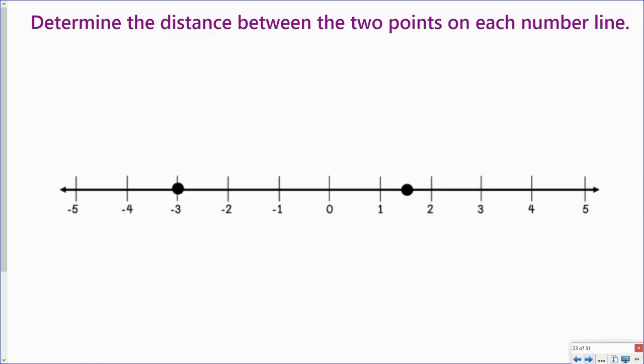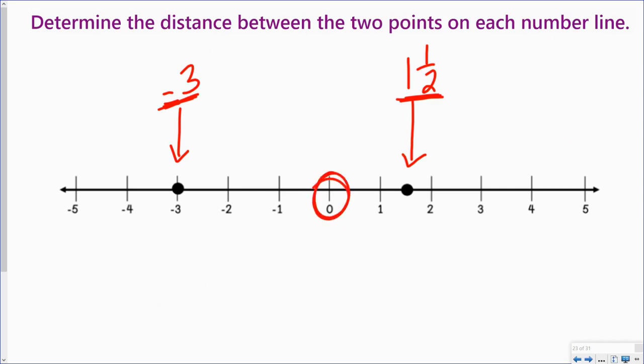Here I have another number line. But if you notice, this point is at -3. This point is at 1 and 1/2. So this one is a negative amount, and this one is a positive amount. So they're jumping over the 0. But again, I do the same exact thing. I'm just going to count my jumps. But again, remember, distance, always positive.